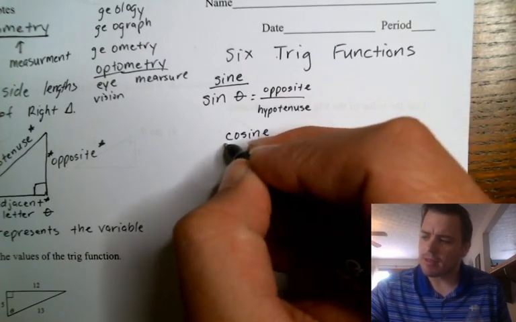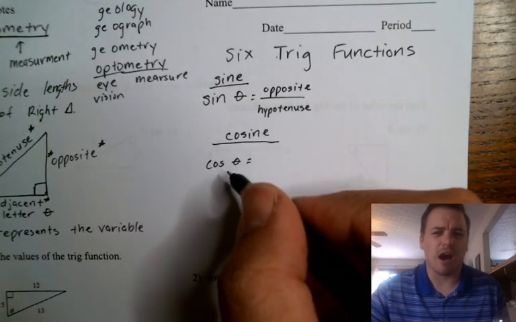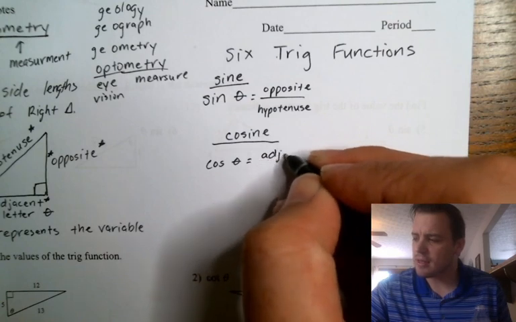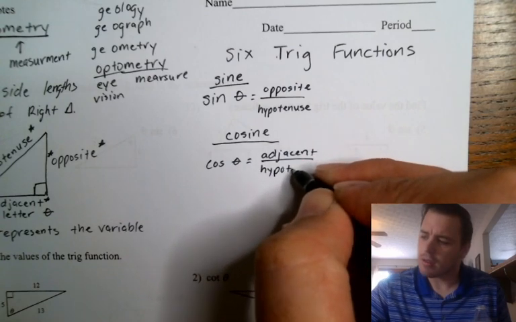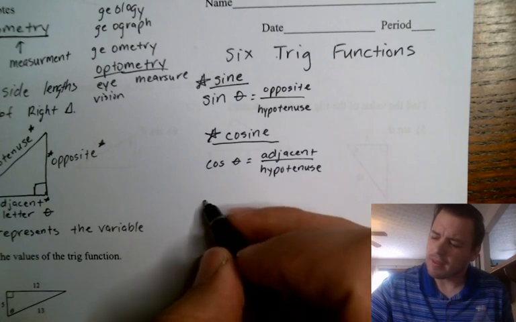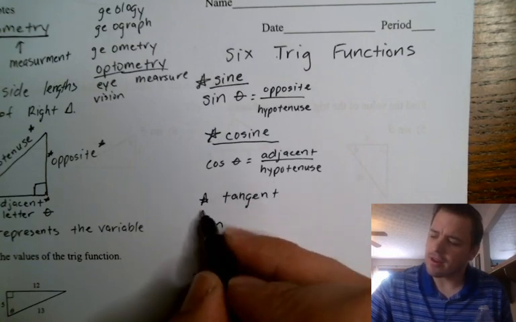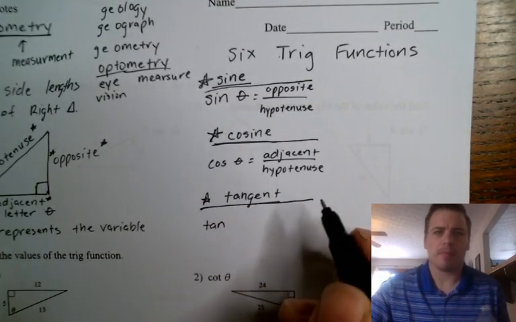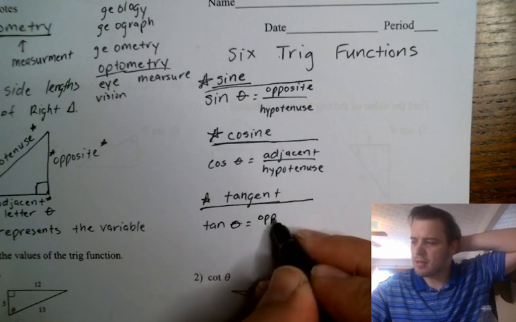Cosine, written like this, short is cosine theta, is equal to, and we'll never say cos theta, just say cosine, but we don't have to write it out. Cosine theta is equal to adjacent over hypotenuse. And then lastly is tangent. Tangent theta is equal to opposite over adjacent.